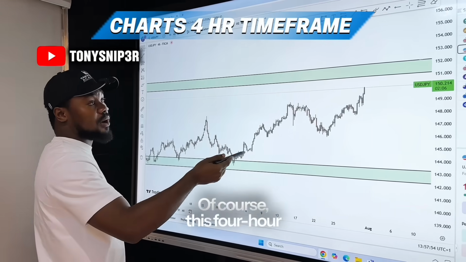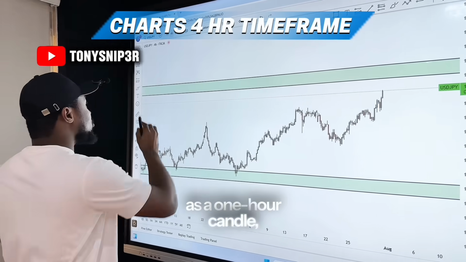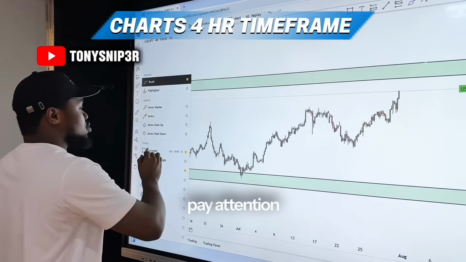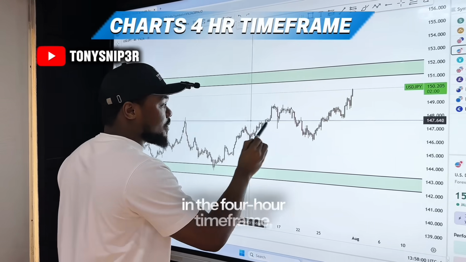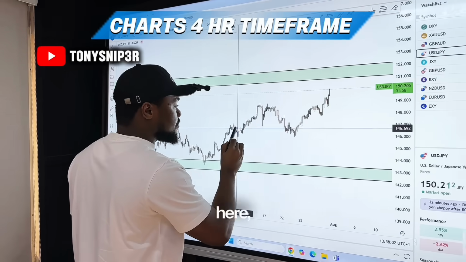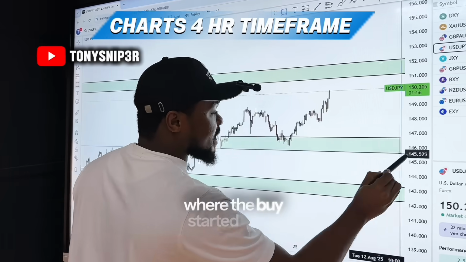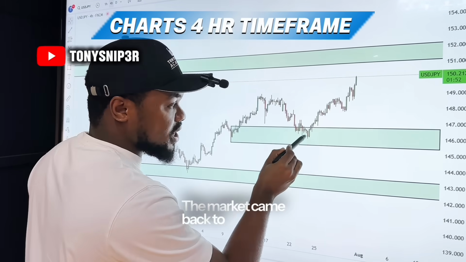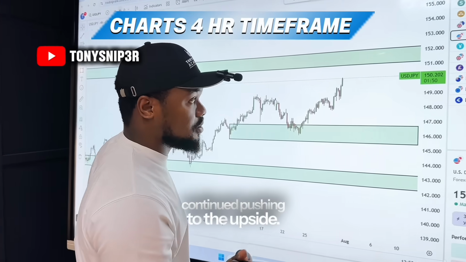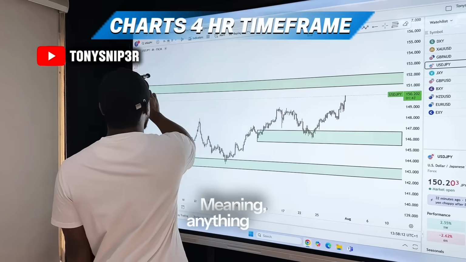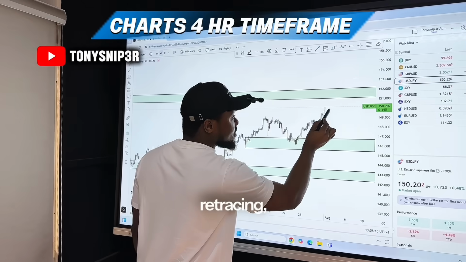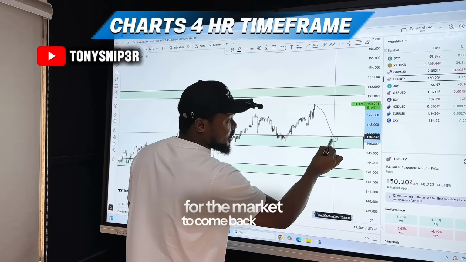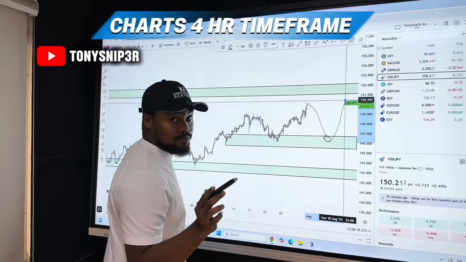Of course, this 4-hour time frame is still serving as a 1-hour candle, although if you still want to pay attention to one key level on the 4-hour time frame, you can pay attention to this level here, where the buy started from, okay? You can clearly see that this is where the buy started from. The market came back to test there, continued pushing to the upside, okay? Good. Meaning anything that will make this market start retracing, you wait for the market to come back here, then you buy back up.